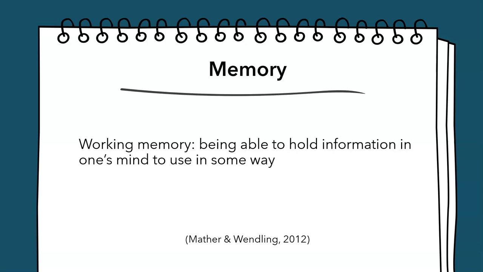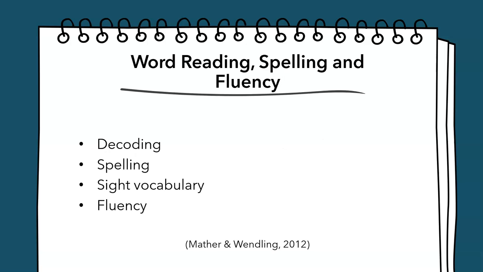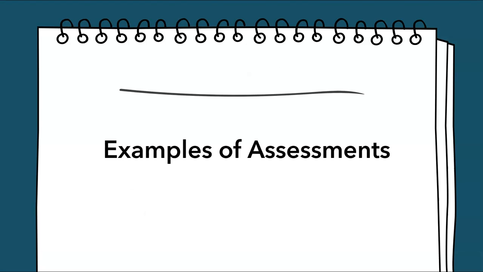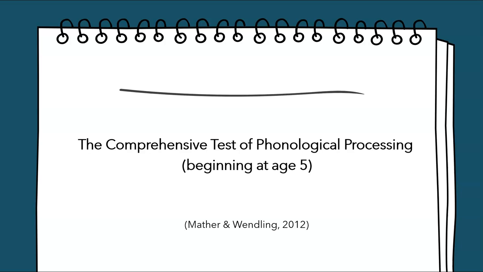And then we look at a student's ability to decode words, their spelling skills, the amount of sight vocabulary that they know, and their fluency. There are a lot of different assessments that can be used to assess the various skills and knowledge that are associated with dyslexia, and we're going to take a look at 4 of them. The first one is the Comprehensive Test of Phonological Processing.